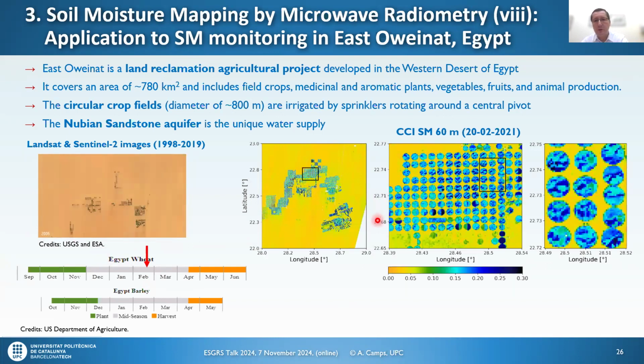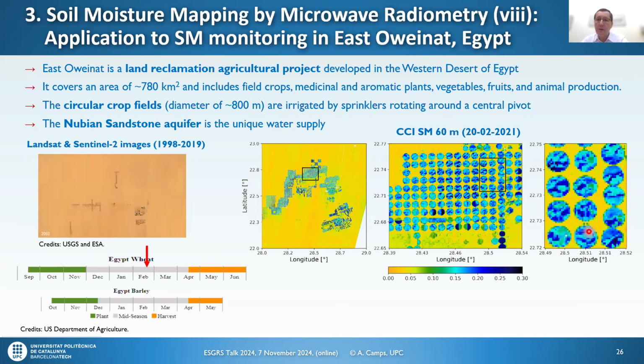This is SMOS downscale, CCI soil moisture downscale at 60 meters. Okay, so here you see the final piece. Then if we zoom in this little rectangle here, we get this image. If we still zoom in, okay, this rectangle here becomes this one. And this is each of these individual pivots. Okay, and you can see the size of these pivots because it's about 1 kilometer.